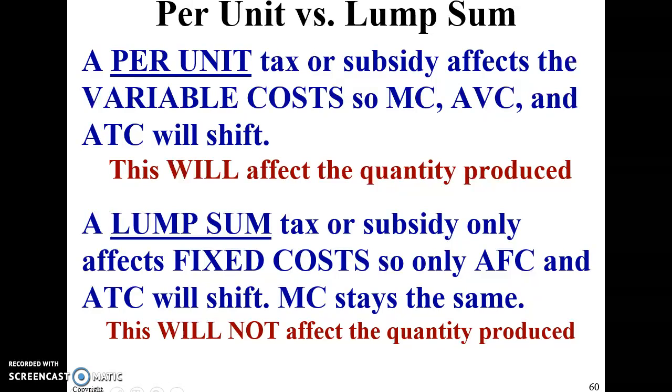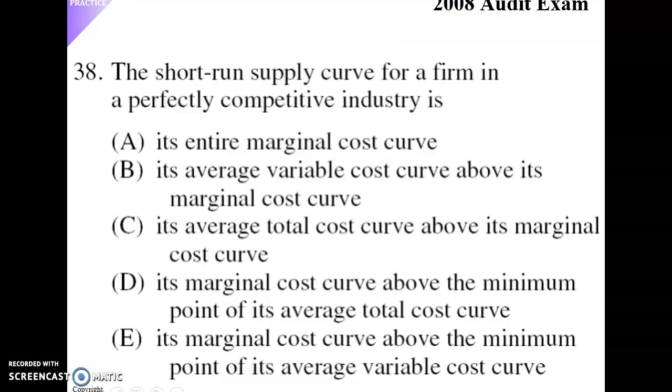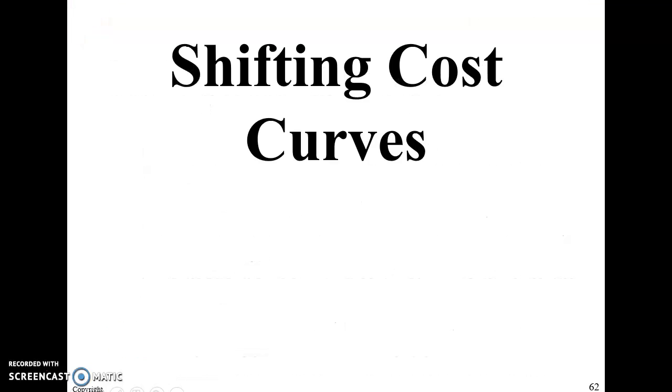Okay. All right, here's a question. Please try to answer it. And the answer is E. The marginal cost curve above the minimum point of its AVC curve.